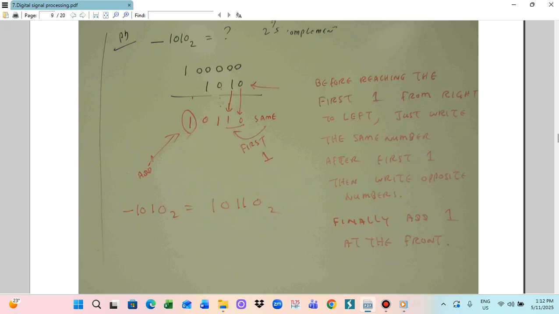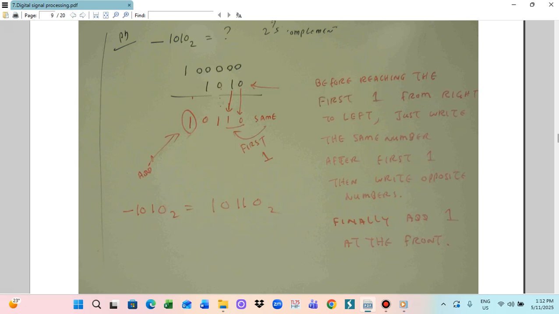Okay, this one again, you start from right to left. So first you get the first one, just write the 1. After that, the 0 you change to the opposite, 1, the 1 you change to 0, and finally you add 1. So this is 1 0 1 0 1.